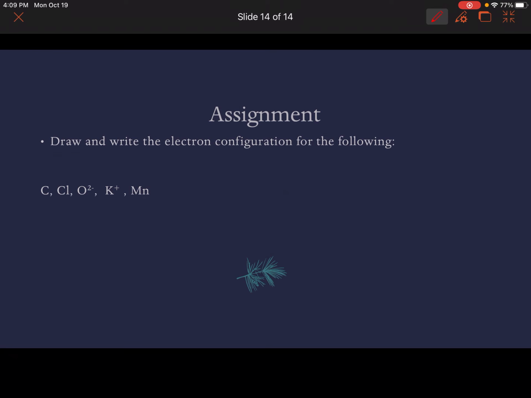Now, I want you to draw and write the electron configuration for the following as your assignment here. So give these a try. We will definitely review this in class, so don't panic if you're having a hard time with this. But I would like you to try these 6 here: carbon, chlorine, oxygen 2-, potassium positive, and manganese. Now, remember those ones that have the charge, the ionic charge is going to impact how many electrons there are. So make sure you're paying attention to that.